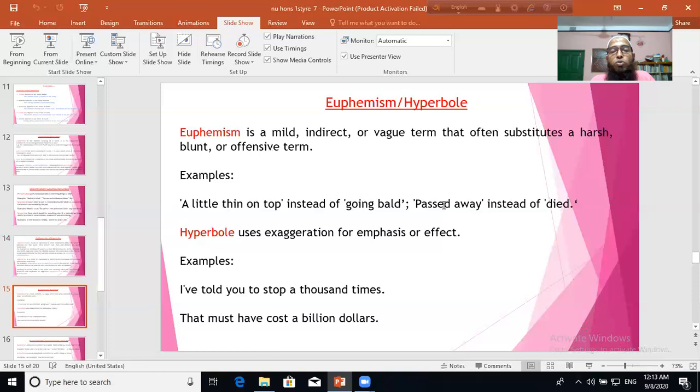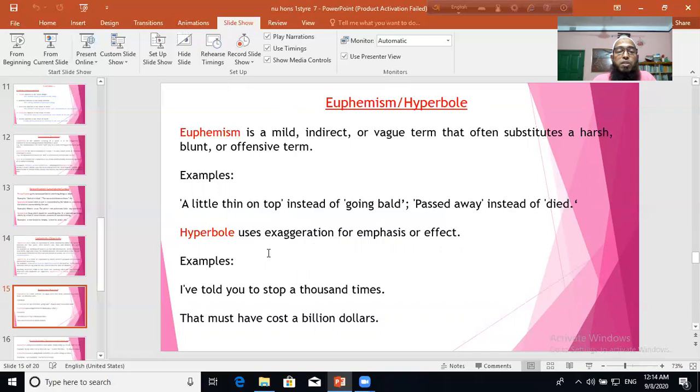You can understand this one: passed away. Passed away means what? Died. So instead of saying his father has died, which sounds harsh, it does not sound good actually. But if we say his father has passed away, it sounds mild. That's why this mild expression of harsh things is called euphemism.